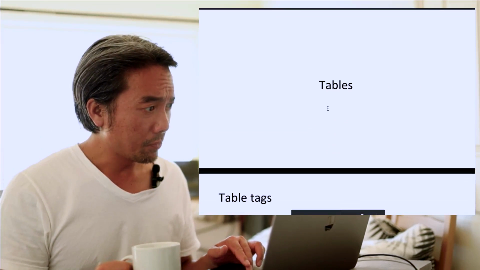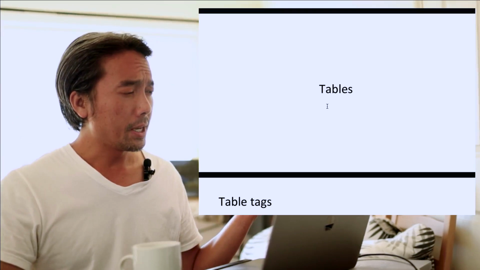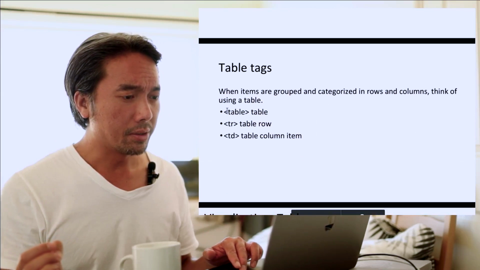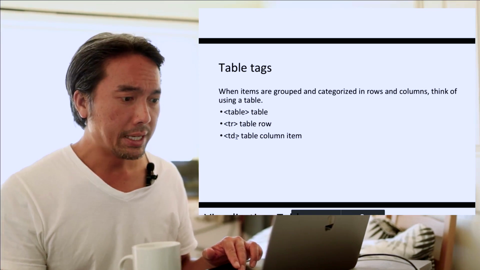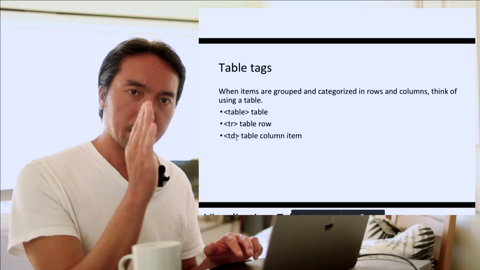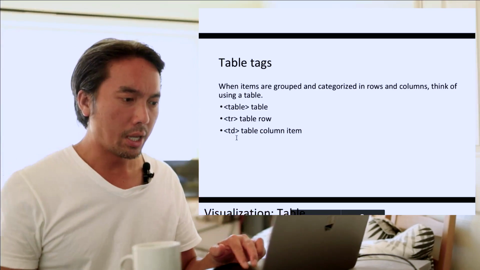Okay, tables, for example. When would I use a table? And again, visualize it. All right, so table tags at our disposal are the table tag, the TR for a table row, and TD for a column in that row, or cell, each of the cell columns in that row. So again, visualize. When would I use a table?